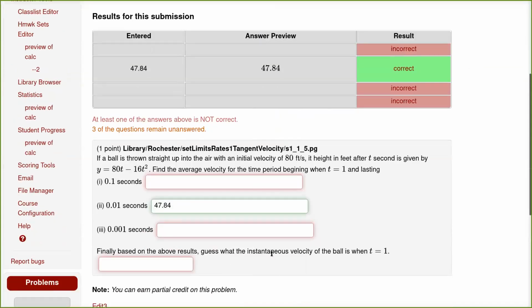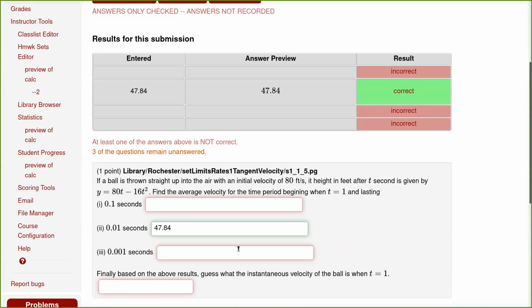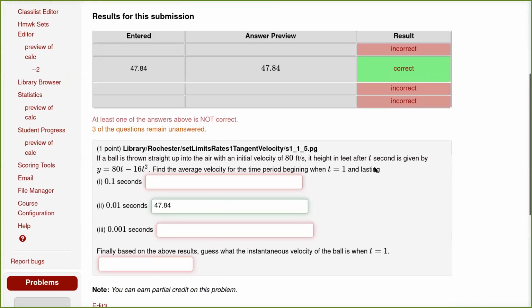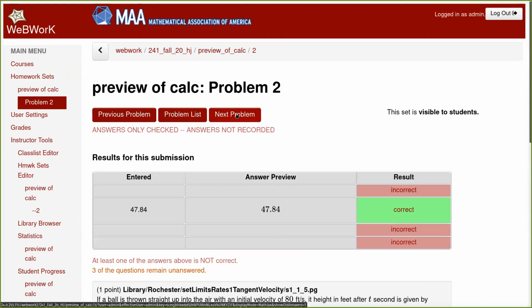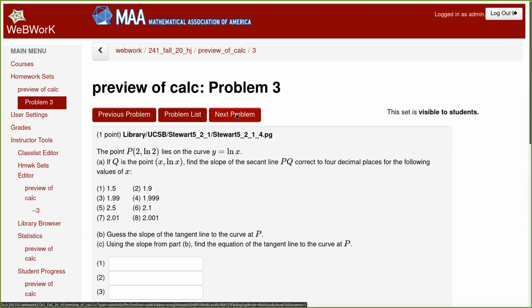All right. And now it says, based on the above results, guess what the instantaneous velocity of the ball is. If I was more confident that this was randomized, I would do that. That's such an interesting question. I want to let people figure that out for themselves. You still have time to ask about it next period if you want to.